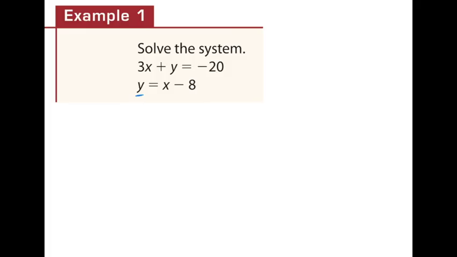Once you have a variable all by itself, you're going to take what that variable equals, which is x minus 8, and you are going to substitute it into the other equation. So I am going to rewrite my first equation, which is 3x plus y equals negative 20. But instead of writing y, I'm going to write what y equals from the second equation. So y equals x minus 8. What this does is allow me to have now one variable. Once I have one variable in an equation, I can just solve the equation.